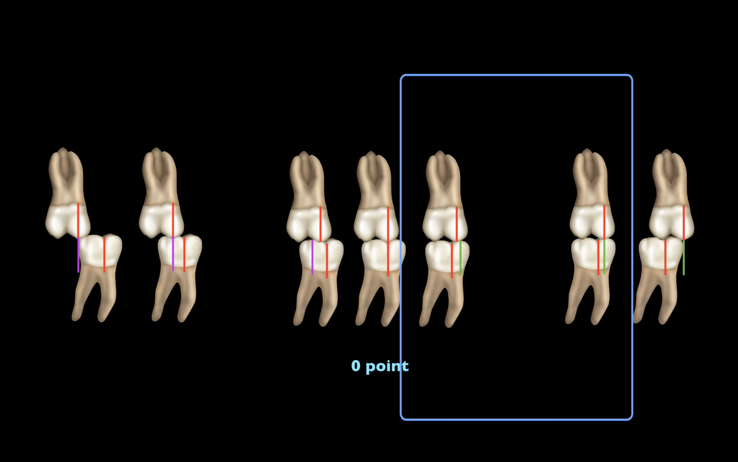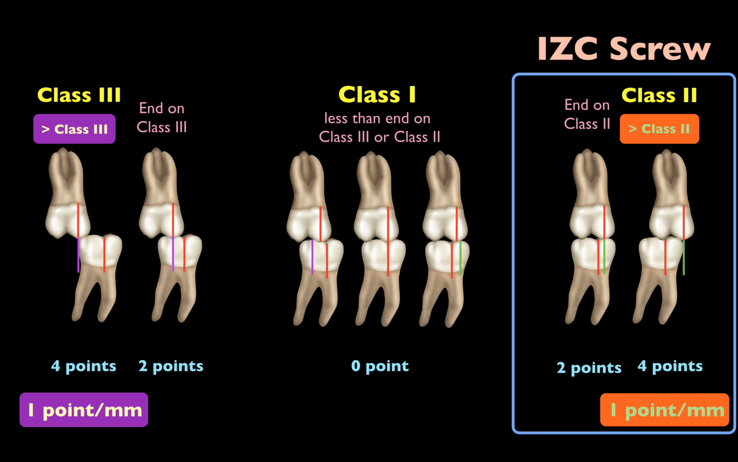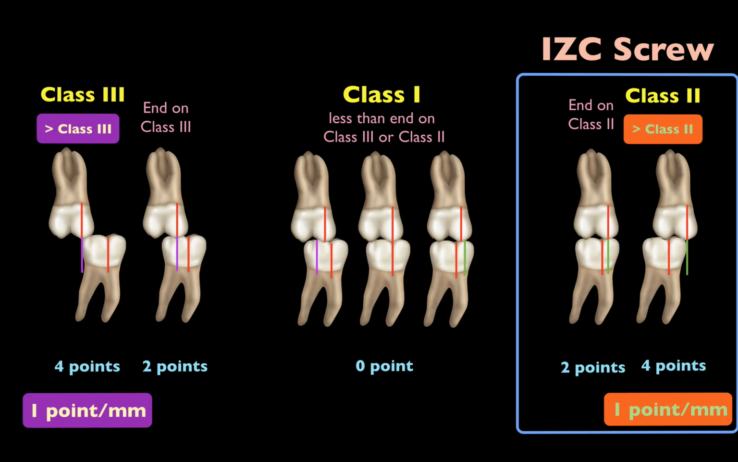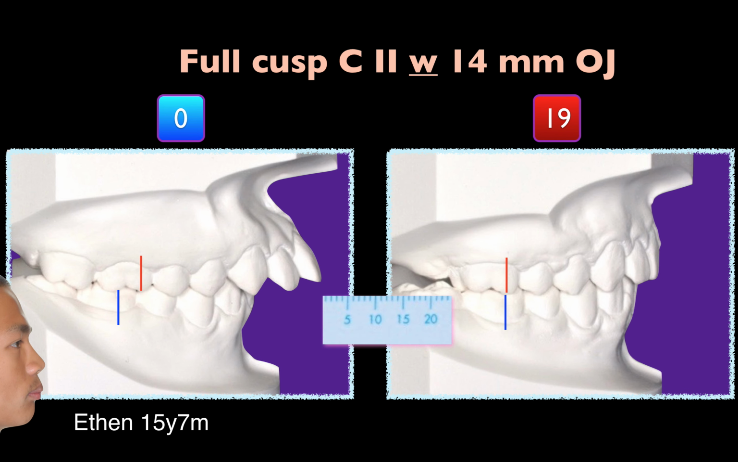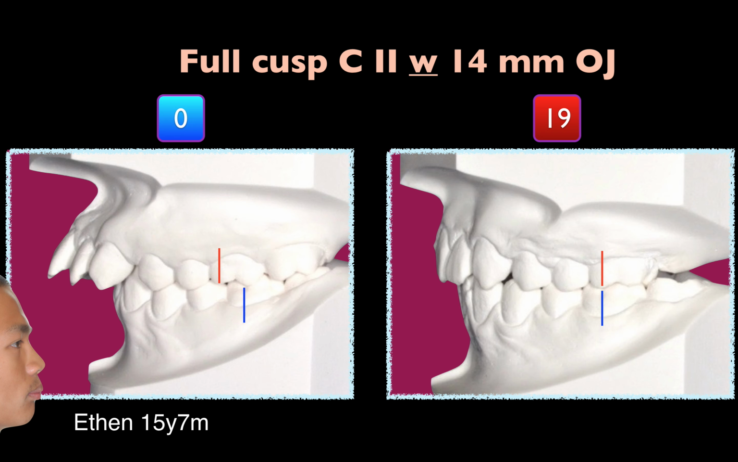Suppose you have full cast class 2. How would you move the whole dentition backward to get to class 1? Like this. 14 millimeter overjet, full cast class 2. 19 months in treatment, we'll be able to get into solid class 1 with ideal overjet.